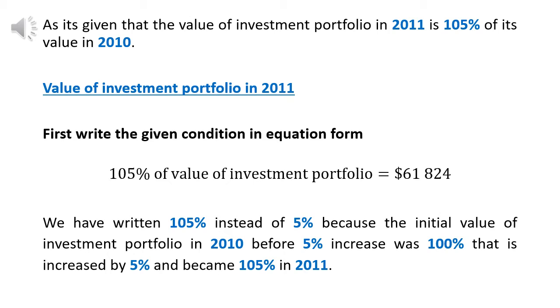As it's given that the value of the investment portfolio in 2011 is 105% of its value in 2010, first write the given condition in equation form, that is, 105% of the value of the investment portfolio equals $61,824. We have written 105% instead of 5% because the initial value of the investment portfolio in 2010, before the 5% increase, was 100%, that is, increased by 5% and became 105% in 2011.